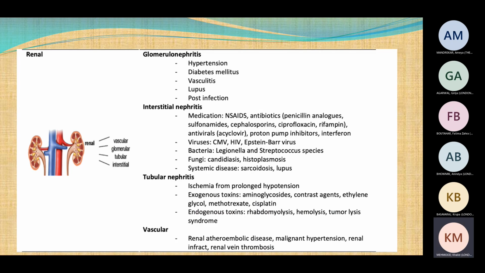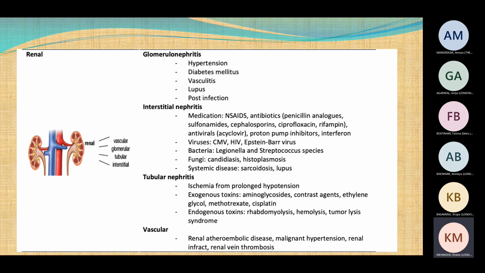If I talk about the renal causes, there could be glomerulonephritis that could be related to hypertension, diabetes mellitus, vasculitis, lupus, and maybe a post-infection. Interstitial nephritis, again, there are lots of medications like antibiotics such as penicillin analogs, cephalosporins, rifampicin, interferons. There are some viruses that can lead to interstitial nephritis like HIV, CMV, and Epstein-Barr virus. It could be bacterial like Legionella. It could be fungus, like candidiasis or histoplasmosis, and it could be systemic like sarcoidosis.